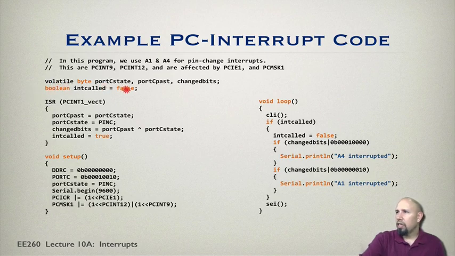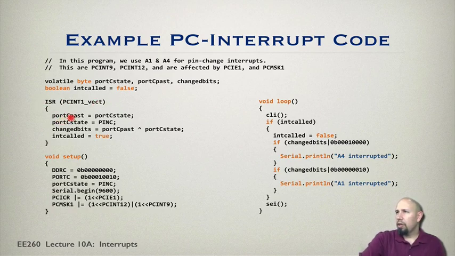Int called. This is just my way of saying that an interrupt was called. Here's my interrupt service routine. Notice that because these pins are in PCInt1, I use PCInt1vect as my interrupt service routine name. So I use ISR PCInt1vect, and this sets up my interrupt service routine. Notice that I don't have to write a void interrupt service routine. That's taken into account by the fact that I'm using this command this way.